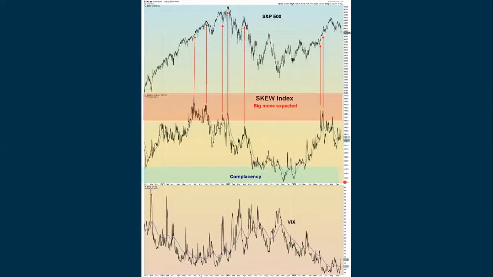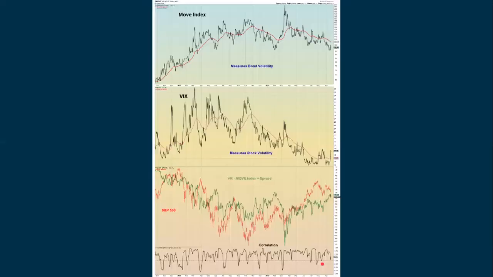Then we also look at another type of VIX called the skew index, where the VIX looks at the money options, the skew index looks at out of the money options. And when we get up into this red area, that means the market is expecting some kind of a big move. Sometimes it marks a top, sometimes it marks a bottom, sometimes it just marks a continuation. We need to look at other charts to get the actual context. Right now, we're just about at the midpoint, so it's not really telling us all that much. And then I have the VIX along the bottom just as kind of a comparison.